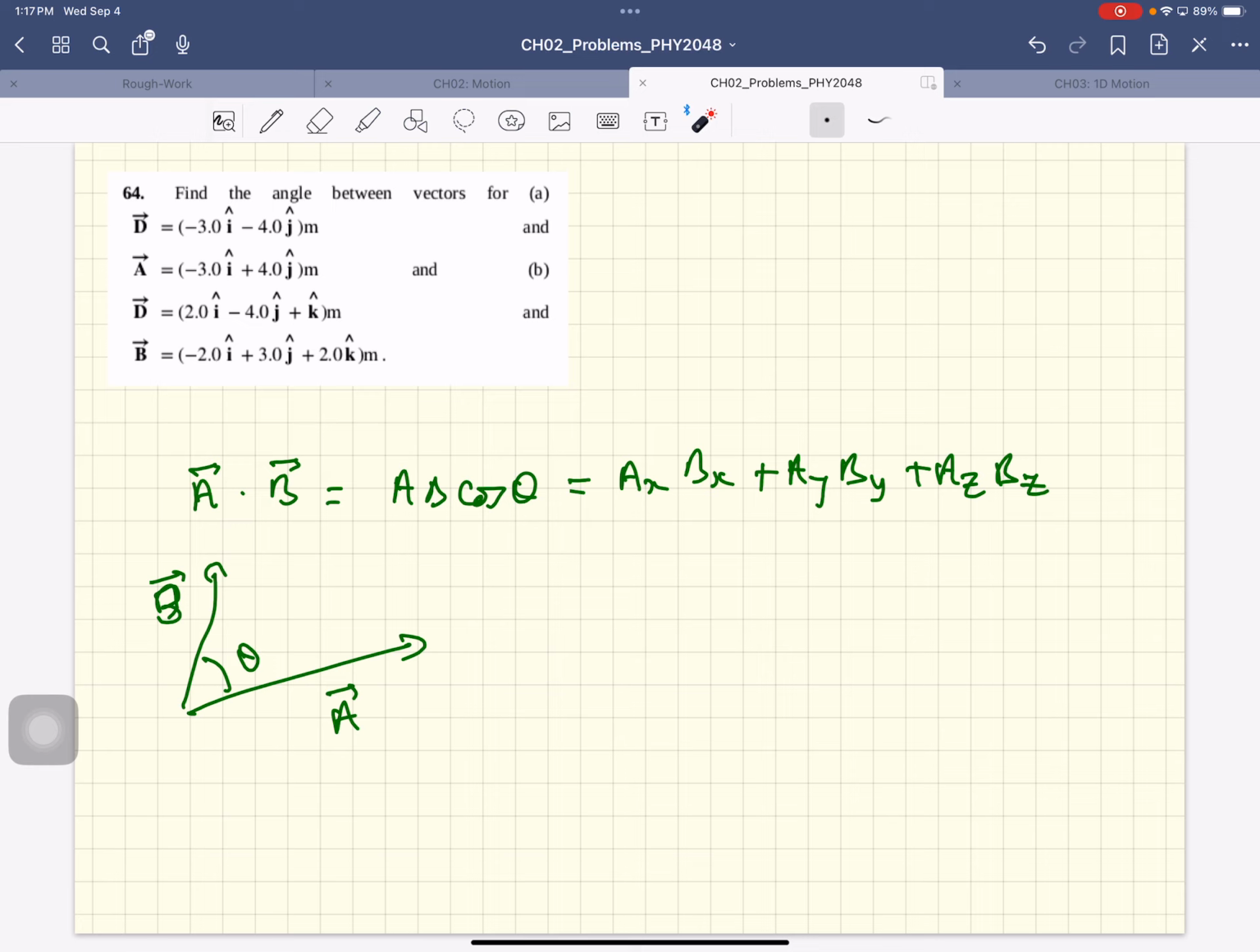All right, so if you wanted to find the angle, you would need to know the magnitude of the vectors and you would need to know the components. And so in this problem, we'll do part B because they are three-dimensional. We know the components, you can find the magnitudes, and so you can use this equation to solve for theta. All right, so we'll change that to D.